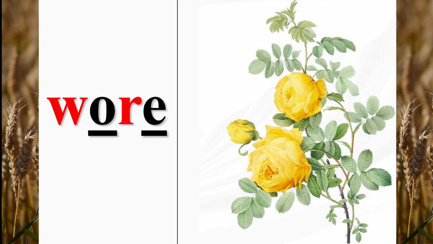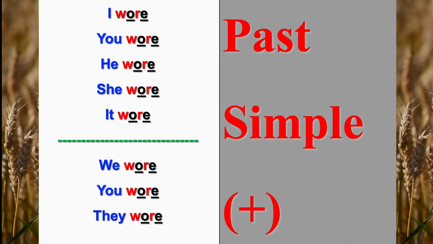So the past is wore, wore, like the war, okay? Guns and tanks and rockets. So like the same word, war, like the word which is written w-a-r, war. So the same here, wore. I wore. You wore. He wore. She wore. It wore. We wore. You wore. They wore.